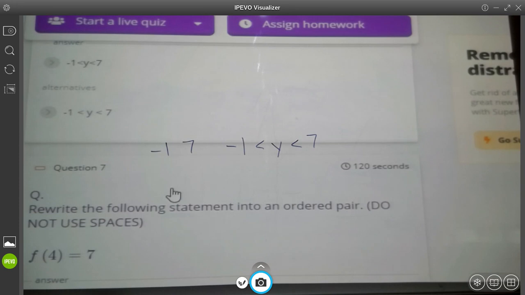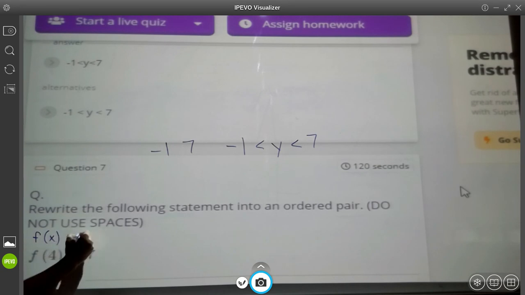All right, look at this one. Rewrite the following statement into an ordered pair. Do not use spaces. Again, I did this on the Jamboard. You guys have to understand the way this works. In pre-calc, they'll give you a lot of information in function notation. You have to be able to translate that into a graph. So remember, if it says f of 4 equals 7, 4 goes in as x, and 7 comes out as y, right? This is f of x. X goes into function f, and it spits out a y value. So if I wanted to write this as an ordered pair, 4 went in as x, and 7 came out as y. And you would just type that with no spaces, and there's your ordered pair.